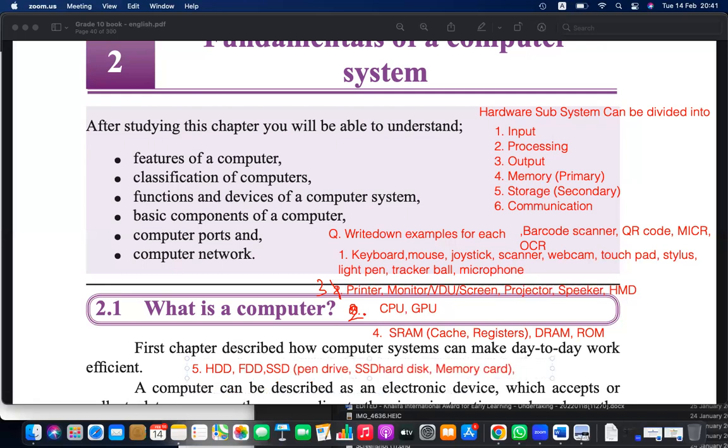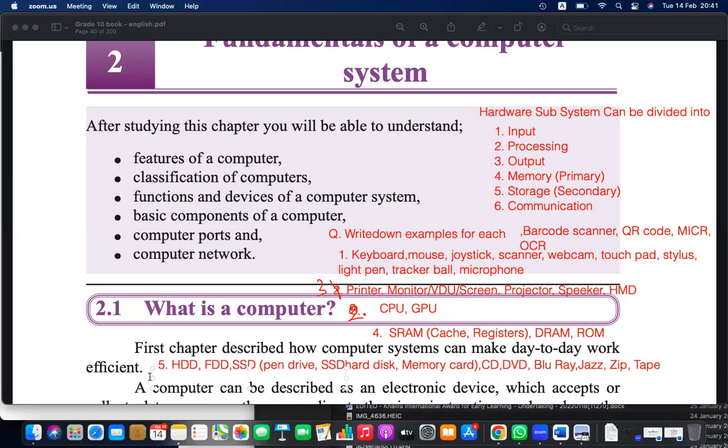Then CD, DVD, Blu-ray disc, jazz disc, zip. These are old. Zip disk, jazz disc, floppy disk. Okay, tapes, tape drives, memory tapes. These are storages.